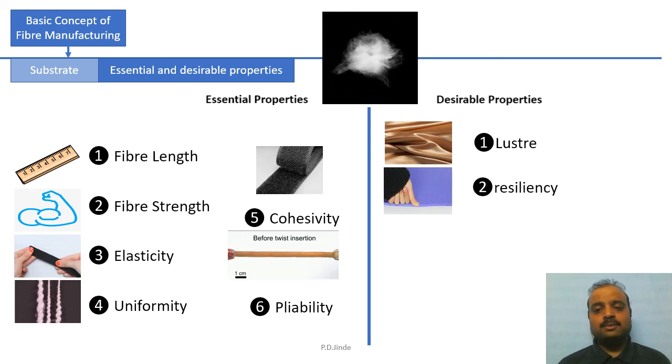Desirable property number 2, resiliency. Fiber is considered resilient if it tends to recover its shape and size when compressive force is removed. As shown in this figure, a person is applying a compressive force, fibers are compressed, and they recover their shape and size when compressive force is removed. Wool fiber is more resilient, for example.